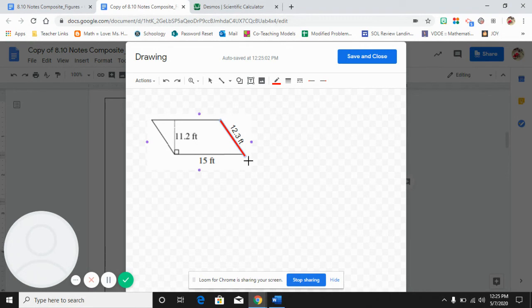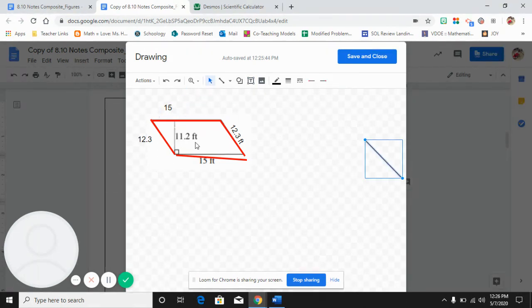One of the sides is 12.3. Another side is 15 feet. You get the deal. How about this side right here? What's the length of that side? Well, since it's opposite of 12.3, and in a parallelogram opposite sides are congruent, that side is also 12.3. Lastly, we're going to talk about this side right here. It doesn't have a side length. What's the length of that side? Well, what's it opposite from? It's opposite from 15 feet. Opposite sides are congruent, so that side is also 15.